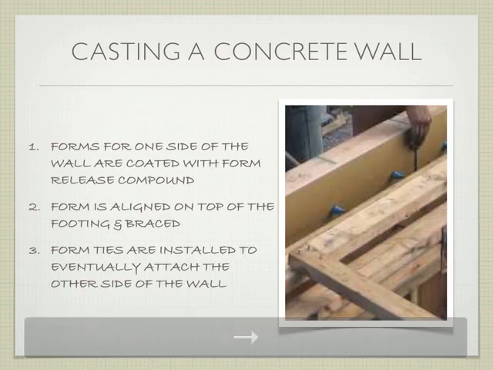So what we're going to start with is putting forms on for one side of the building. The form is then aligned vertically, so that the top of the footing is braced, the top of the wall is braced, and it's established. Then you're going to install what are called form ties. I'm going through this rather quickly, but on the next several slides I have actual examples of it, which will help, and I'll talk through it again. Then you install the form ties to eventually attach the second half of the wall.